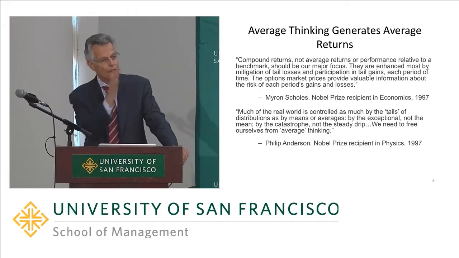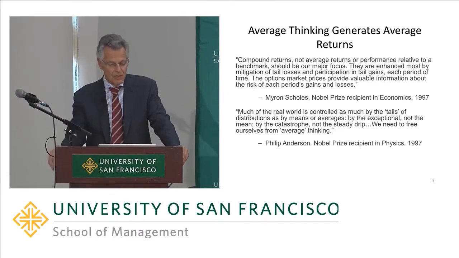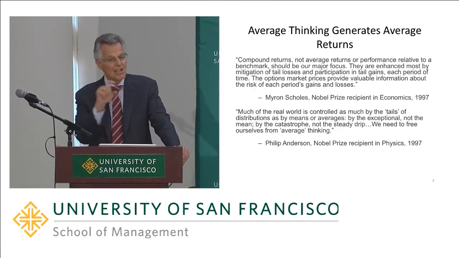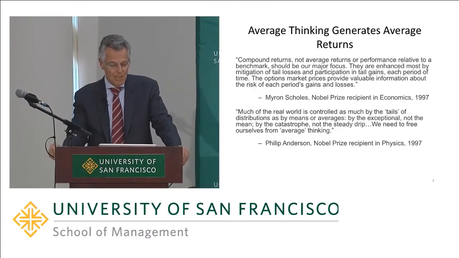So the interesting point is that my belief is we have to refocus our thinking away from average returns or average performance relative to a benchmark and go to compound returns. That's how the growth of your portfolio changes over time. Not averages, not an average, okay? And I'll explain what they are.